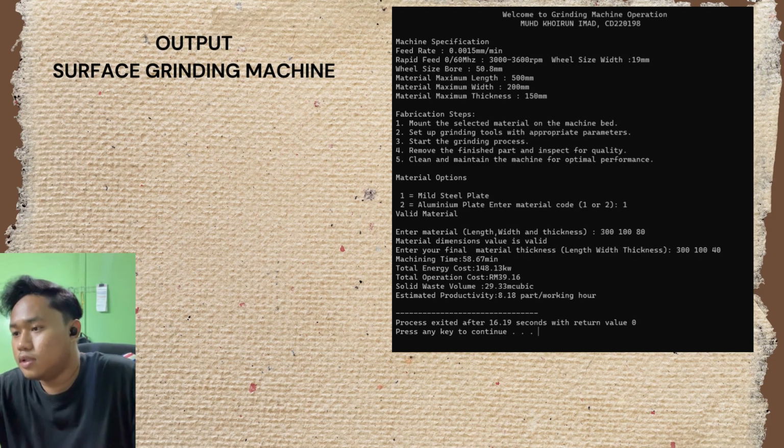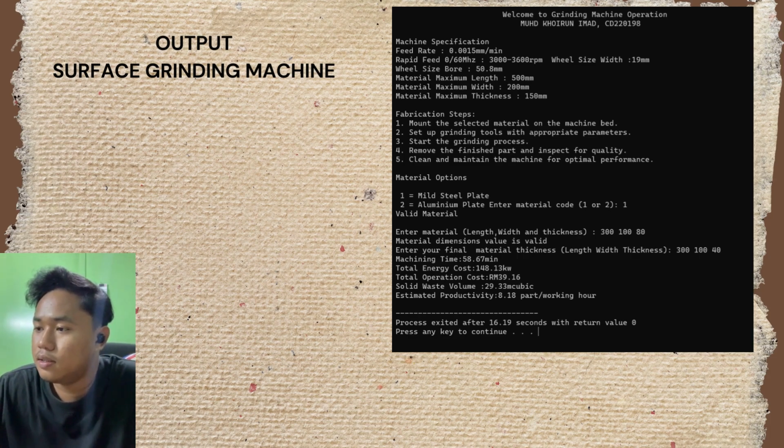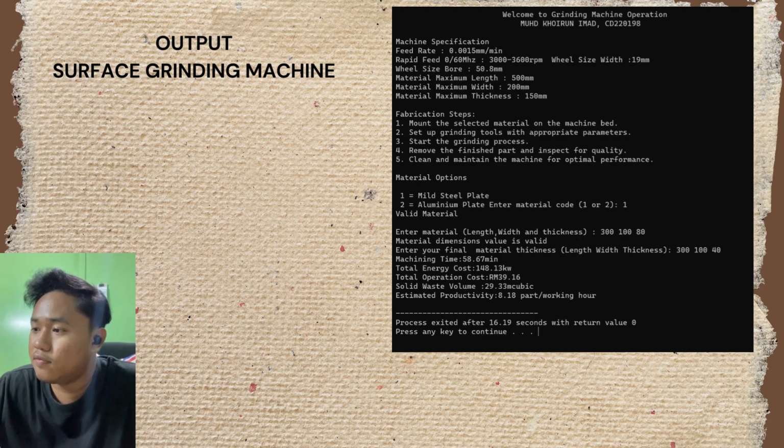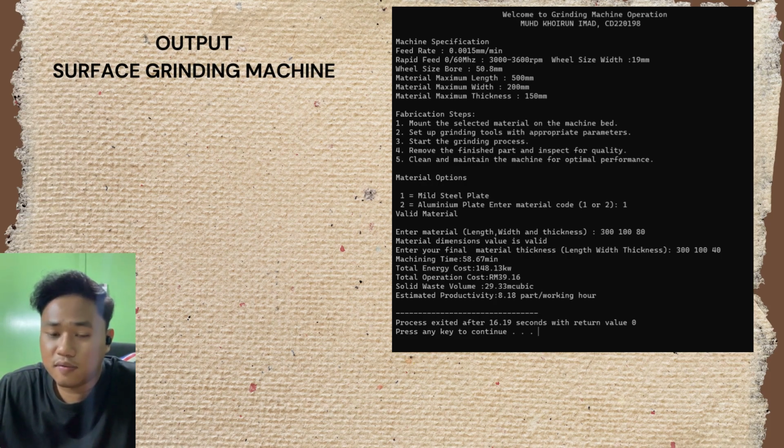Then continue, the dimension value is valid because it does not exceed the maximum dimension. Then continue to the final material dimension, which is 300 for length, 100 for width and 40 mm for thickness. Then we get the values for machining time, total energy cost, total operation cost, solid waste volume and estimated productivity. Thank you.